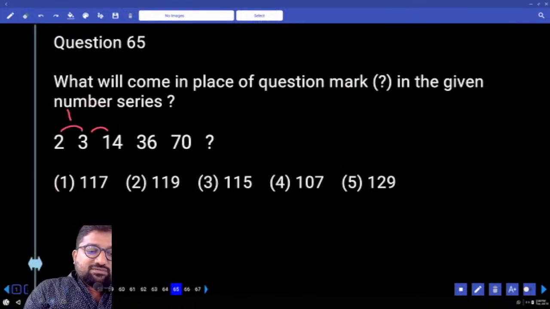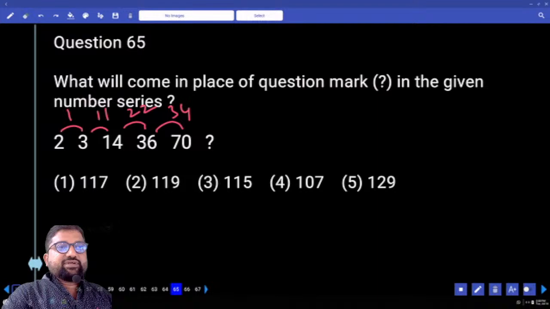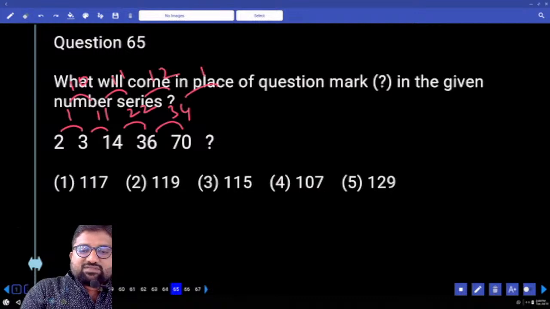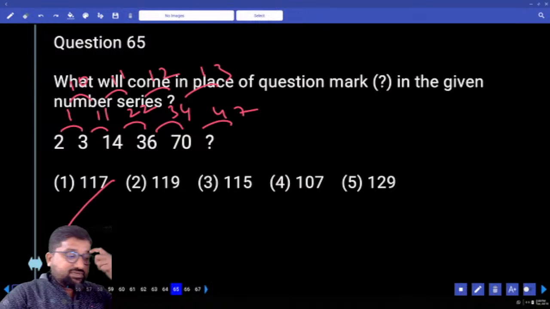1, 11, 22, 30. I didn't understand anything. Immediate difference: 10, 11, 12, 13. 13 means 47. Answer 117.